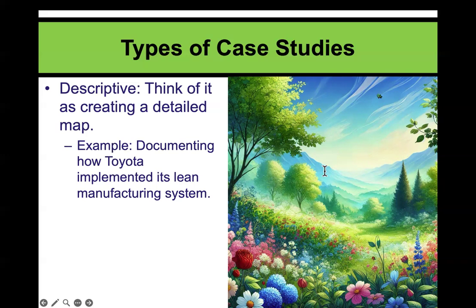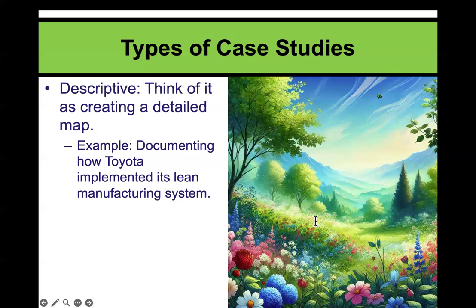So let's understand this through both maybe global and local examples. Let's look at an example I've given before. If you look at Toyota's lean manufacturing system as a classic example, researchers can meticulously document how systems were implemented, each step of the process, the relationship between the different parts, and the role of different stakeholders.